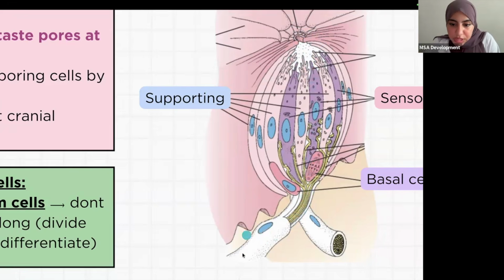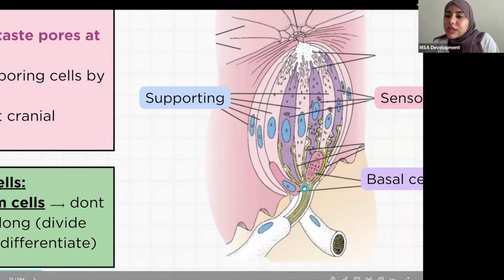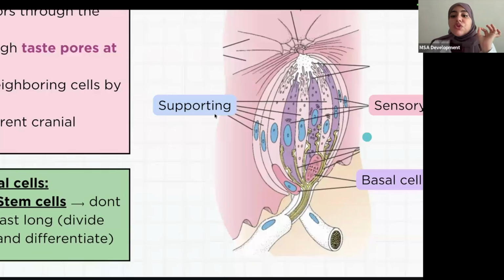But this could be the facial nerve for taste in the tongue. Typically, it is the facial nerve. I think anterior 2/3. I forgot my anatomy, but from what I remember. And as well as sensory and supporting cells, there are basal cells. And basal cells are just stem cells. They differentiate into sensory and supporting cells because there's a lot of cell turnover. Your taste buds don't last forever.